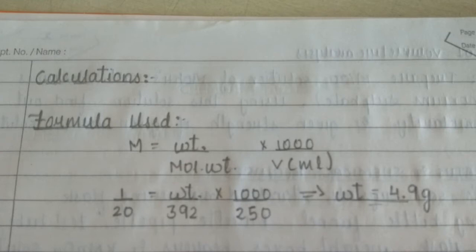So dear students, what is the molarity? M/20 means 1/20. Weight we don't know. The molecular weight of your Mohr salt is 392, that is given in the formula, and we are going to prepare it in 250 ml. When we solve this, we get the weight 4.9 gram. This is how I am showing you how we have to go for taking the Mohr salt.